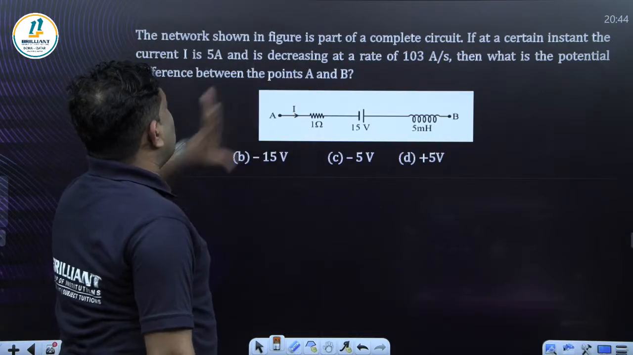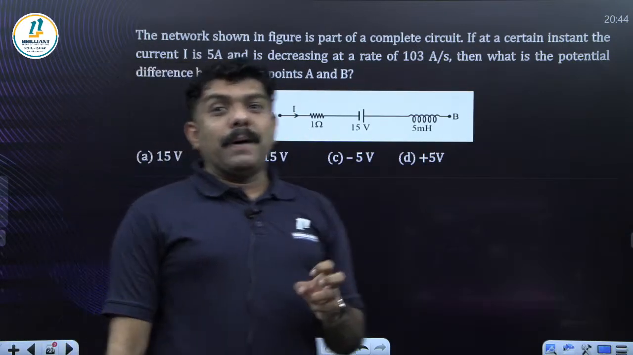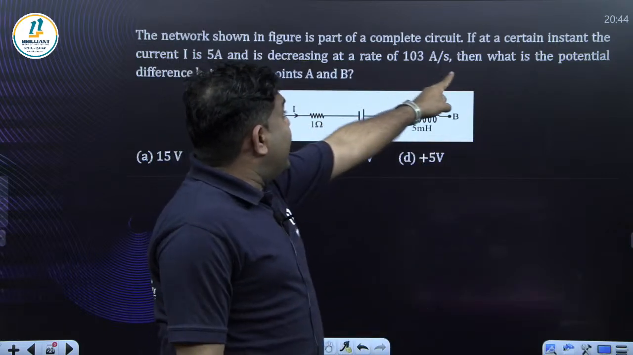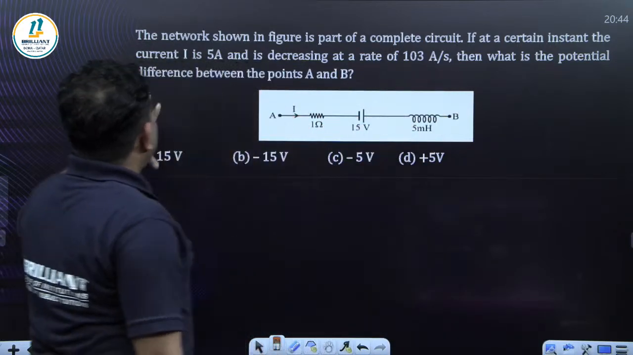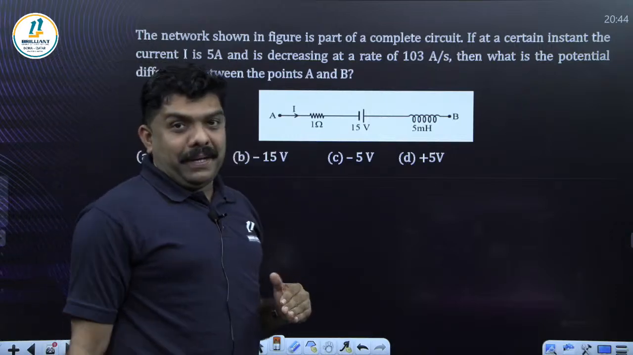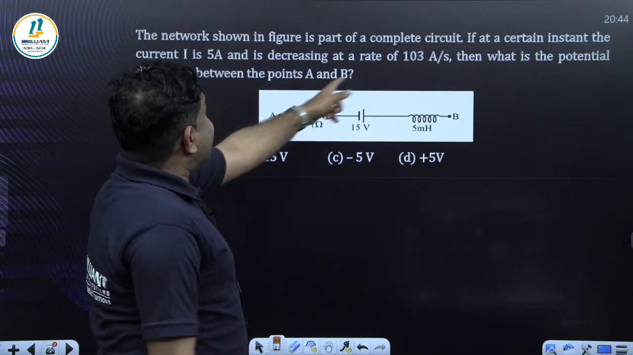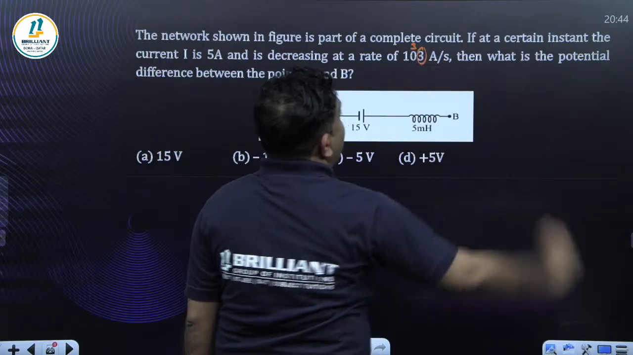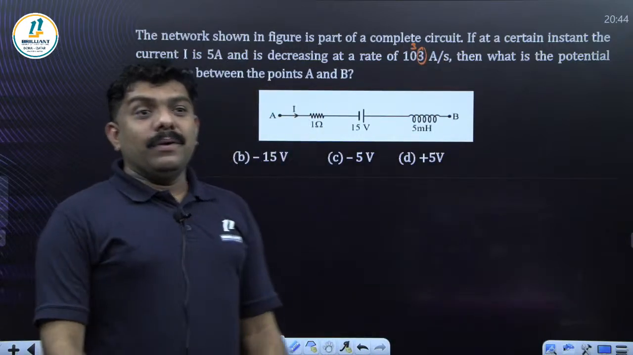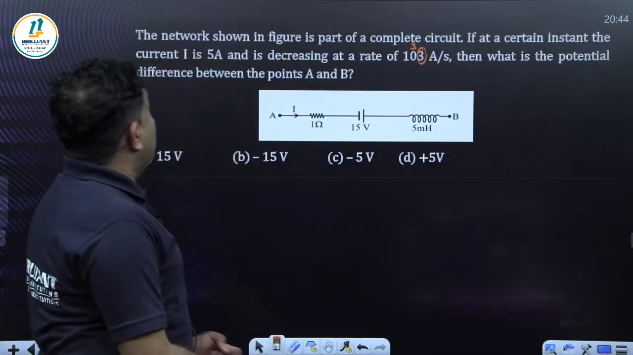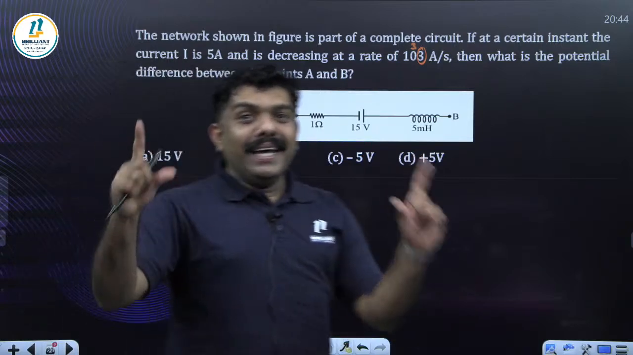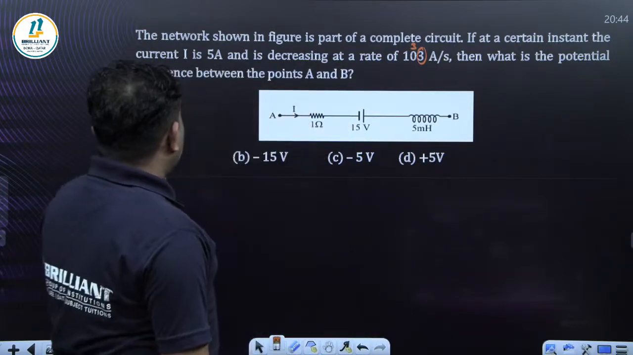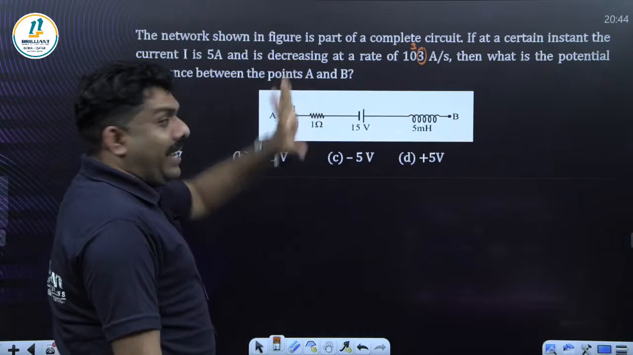The network shown in the figure is part of a complete circuit. If at a certain instant the current I is 5 ampere and is decreasing at a rate of 10 raised to 3 ampere per second, then what is the potential difference between the points A and B? That's the question. We have to find the potential difference between A and B.